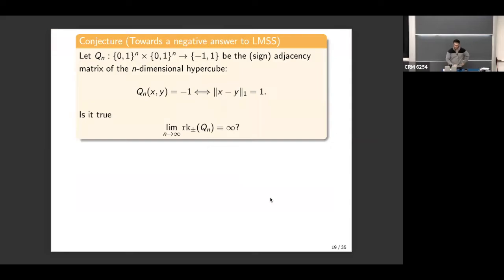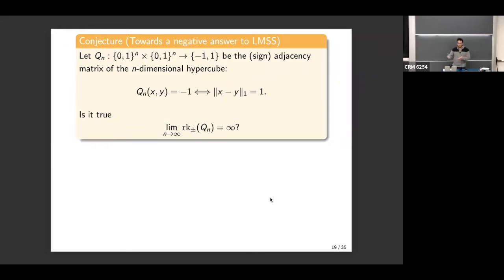Here is a great problem. I spent like 2 months thinking about this. Didn't go anywhere, but I think it's a fantastic problem, and a candidate to solve this question. Just the hypercube. This is a 2 to the n by 2 to the n matrix. You put a -1 if your Hamming distance is exactly 1. So it's the adjacency matrix of the hypercube, but turned into pluses and -1s instead of 0s and 1s.